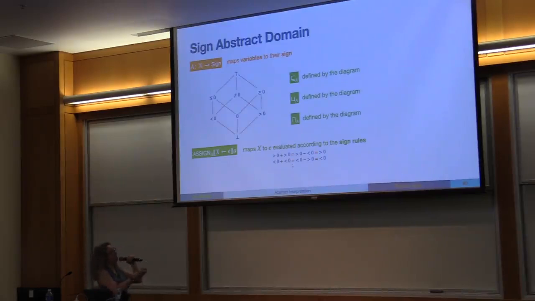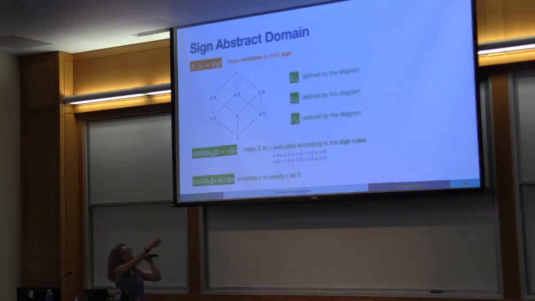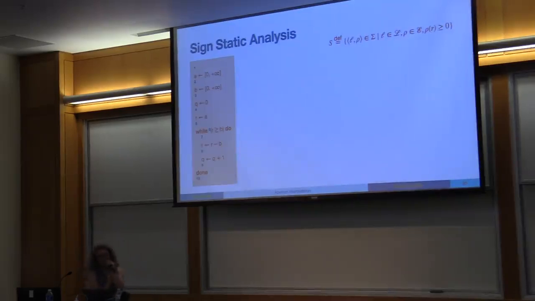The assignment operation, you take whatever expression, you evaluate it according to the sign rules. Sign rules are like this: positive plus positive gives you a positive value, or negative plus negative gives you a negative value, and so on. And then the filter modifies the expression to satisfy the guard of the operation. I'll show you the example in a second. We don't need any widening here because this is a finite lattice, so we don't need to enforce termination. Let me show you an example so it makes more sense.